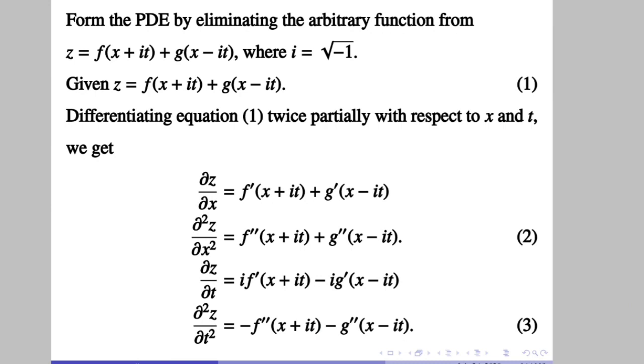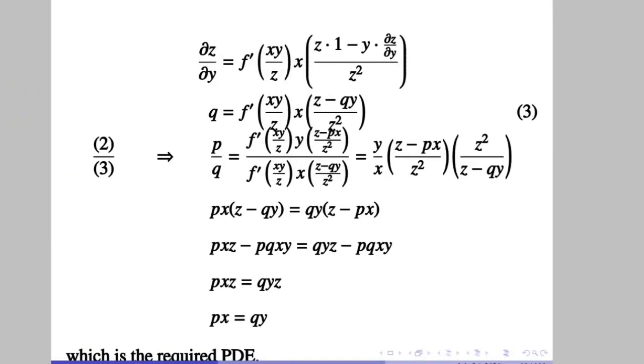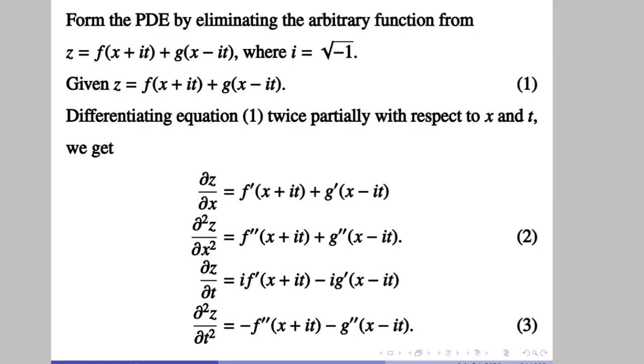First, we are differentiating 1 partially with respect to x and t twice. So here, dou z by dou x is equal to f dash of x plus it plus g dash of x minus it. Dou square z by dou x square is equal to f double dash of x plus it plus g double dash of x minus it. Then dou by dou t we are finding, and dou square z by dou t square is equal to minus f double dash of x plus it minus g double dash of x minus it.